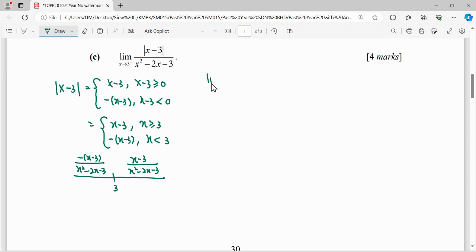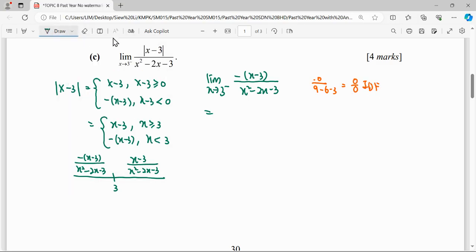Only then can we solve this limit. When x approaches 3 from the left hand side, the modulus part should be simplified as the negative function. So select the correct function in the piecewise form. Then we try to evaluate our limit. Substituting x, you can notice the numerator gives you 0. The denominator is 9 minus 6 minus 3, which is also 0. So it is the 0 over 0 indeterminate form.